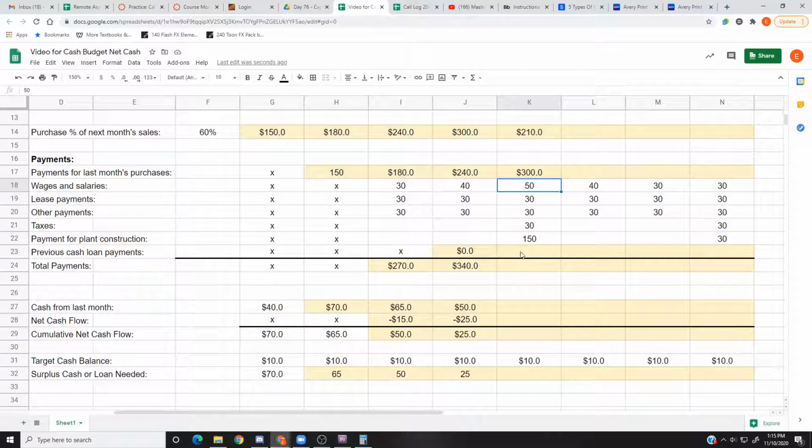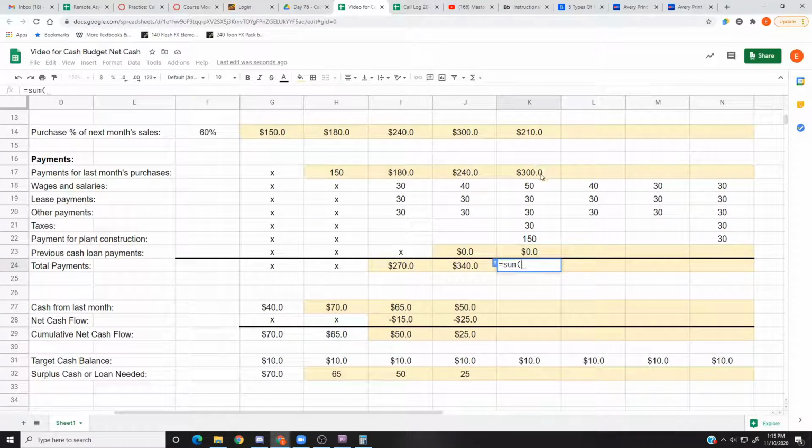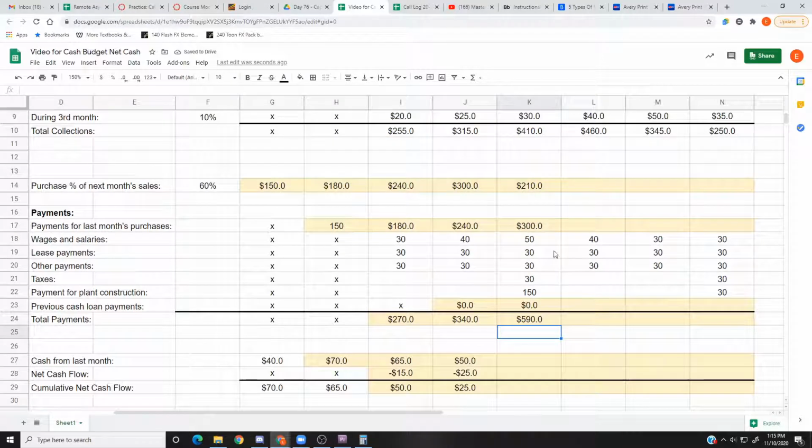So did I have any loans? No. That's good. That's 0. So what was my total payments? Remember, this is sum, parentheses, click and drag from 300 down, and I had to spend 590. I only made 410, so this is a bad month. We're in real trouble now.